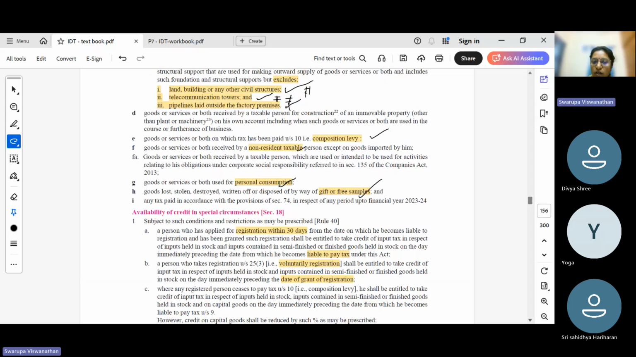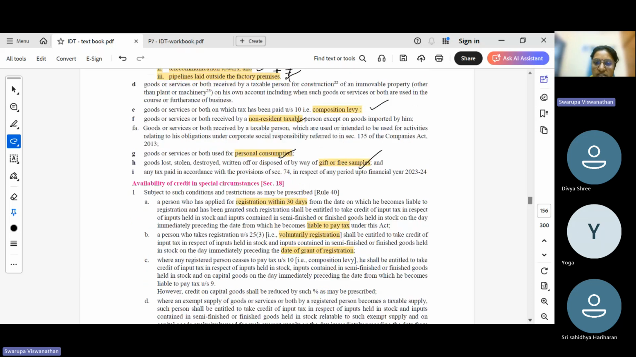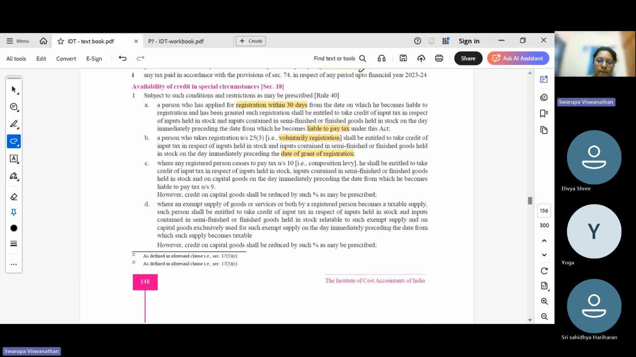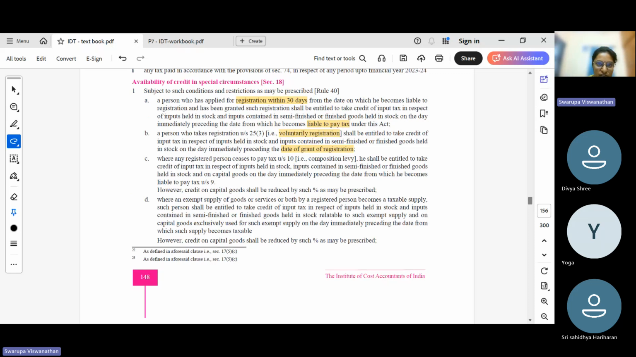Next is availability of credit under special circumstances. Special circumstances when credit can be availed is whenever you are going for a GST registration. And once the GST registration is obtained, if it is voluntary registration, from the date of grant of registration, for the stock that is held at the time of registration, you can claim the credit.